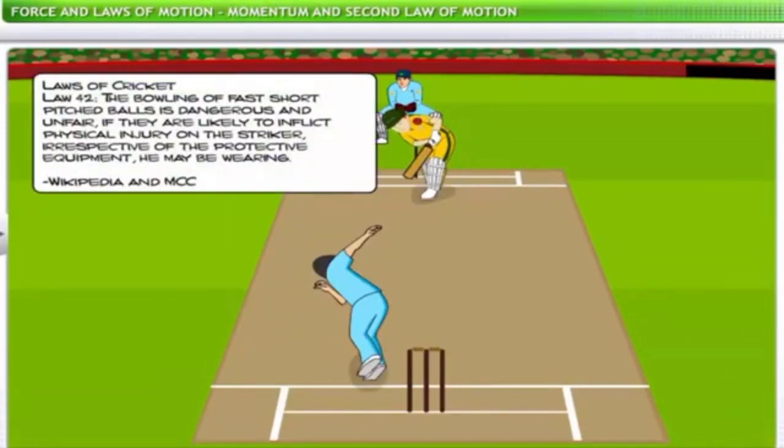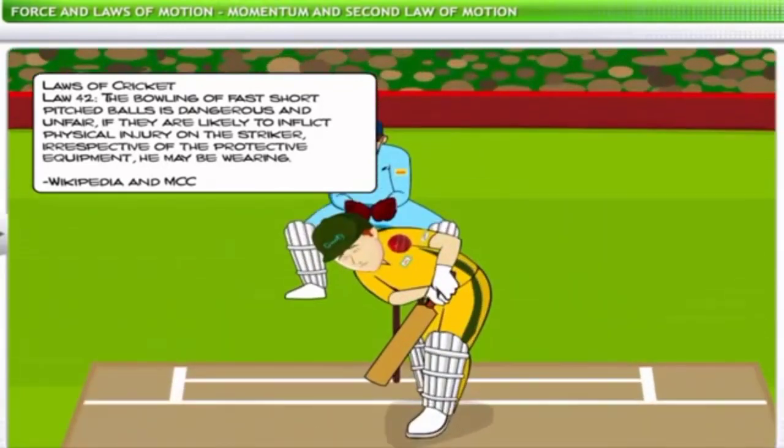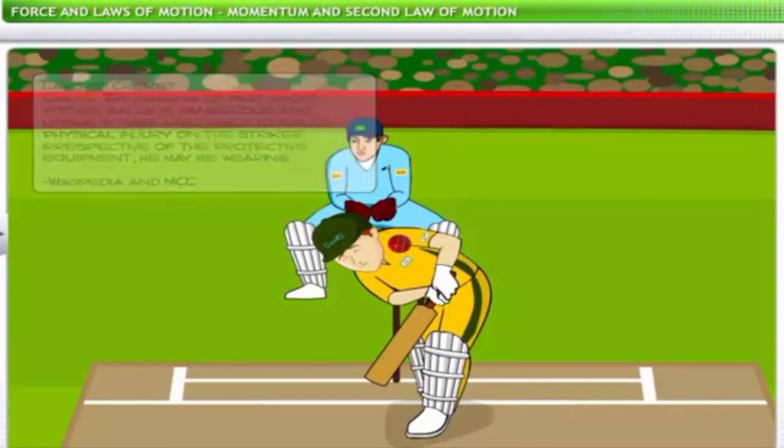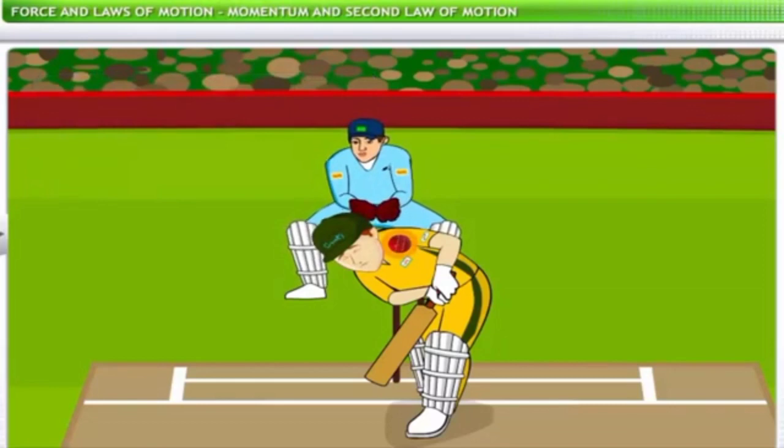According to Law 42 of the Laws of Cricket, the bowling of fast, short-pitched balls is dangerous and unfair if they are likely to inflict physical injury on the striker, irrespective of the protective equipment he may be wearing. How could a small object like a ball inflict injury on a cricketer?